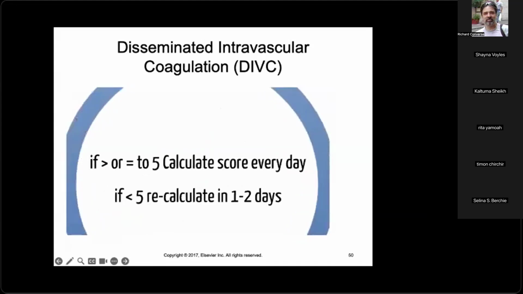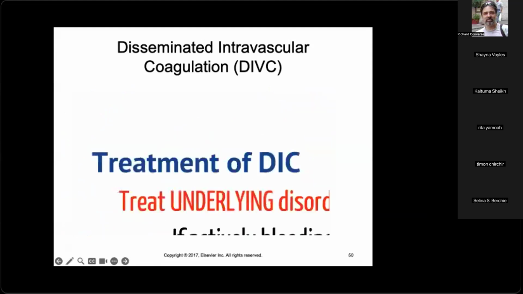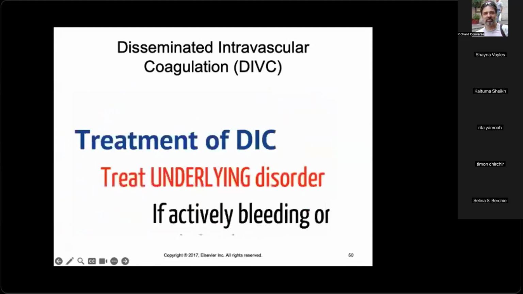If you have greater than or equal to 5, you need to calculate the score every day to monitor the patient and how they are doing with the DIC, whether or not they're improving or they're getting worse. But less than 5, we have a high clinical suspicion. Recalculate in 1 to 2 days and see where the score has trended. All right, we've gone over diagnosis. Let's talk about treatment for DIC.